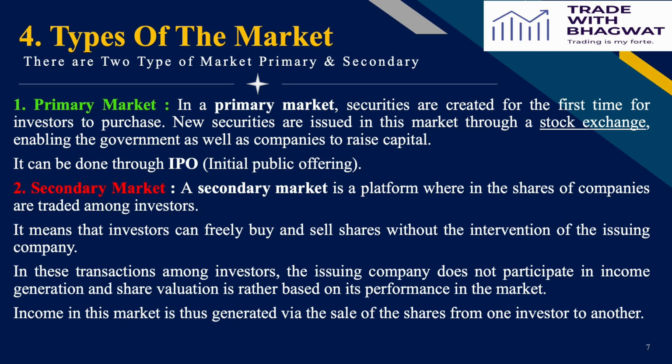Then the next point is types of the market. Obviously there are two types of market. One is called the primary market and the second is called the secondary. I'll explain with an example later on. In the primary market, securities are created for the first time for the investor to purchase. New securities are issued in this market through the stock exchange, enabling the government as well as companies to raise capital. It is most likely done through an IPO, an initial public offering, and then the company goes into the secondary market.